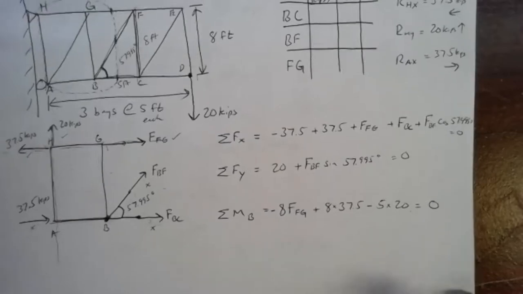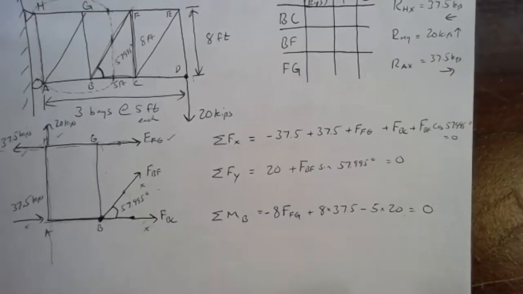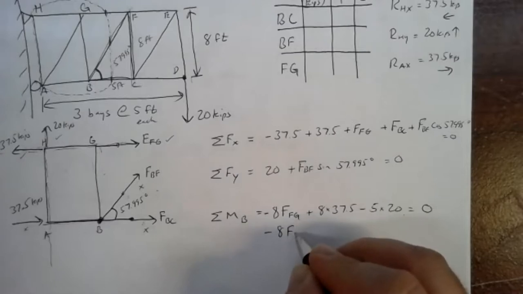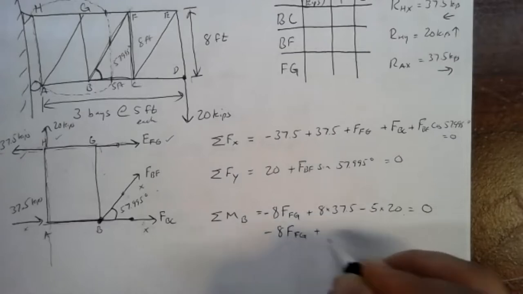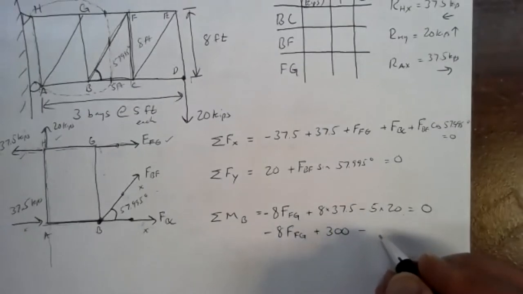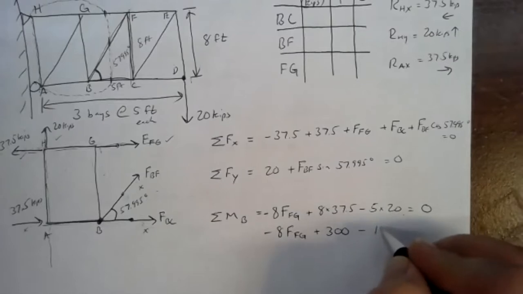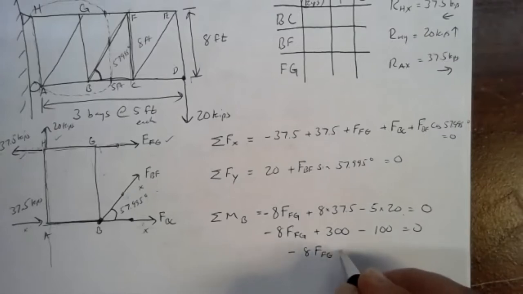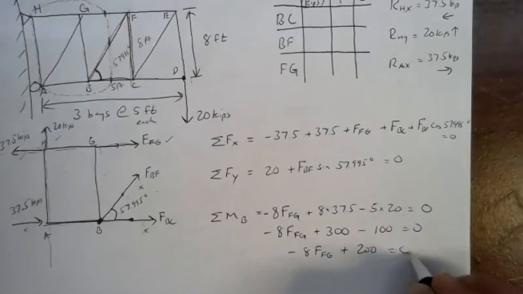All right. So let's go ahead and solve these here. Start with the moment equation. We'll go ahead and get some numbers here first. We've got negative 8 FFG. We have 8 times 37.5, which is 300. So we have a positive 300, minus 5 times 20, which was 100. So we have negative 8 FFG plus 200 equals 0.